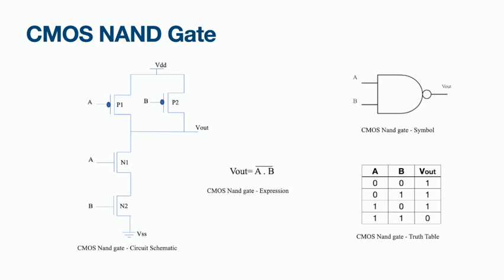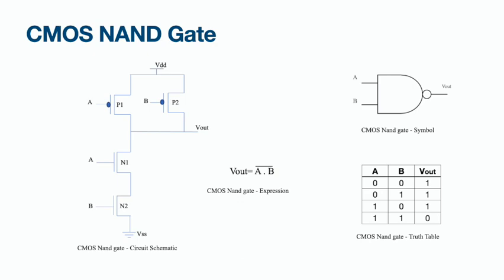Now let us see, we have 2 inputs as said, one will be named A, the other one B. A is connected to P1, B is connected to P2. Similarly, in the pull-down network, A is connected to N1, B is connected to N2. We can interchange this connectivity also. This is the circuit schematic of a CMOS NAND gate. The other figure here shows the symbol of the CMOS NAND gate. This is a normal NAND gate symbol which can be used for the CMOS NAND gate also.